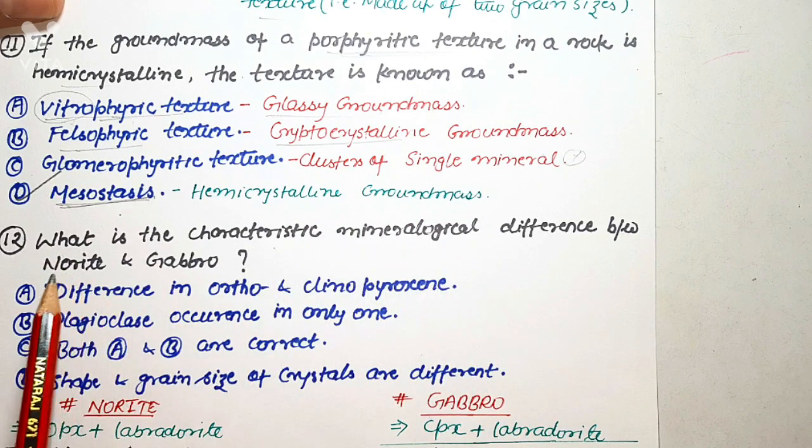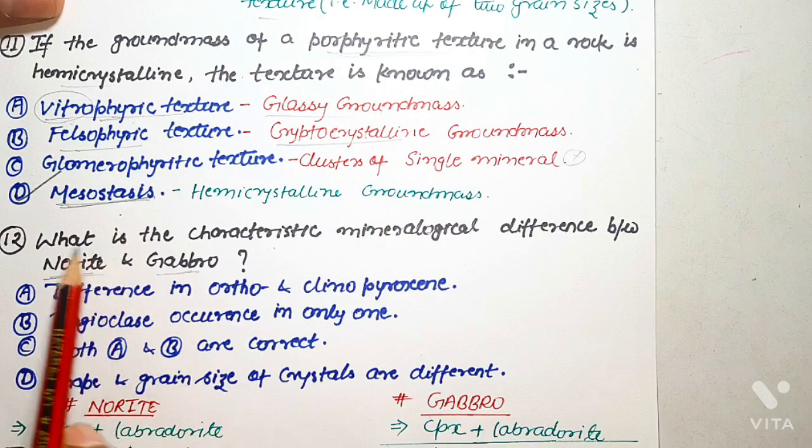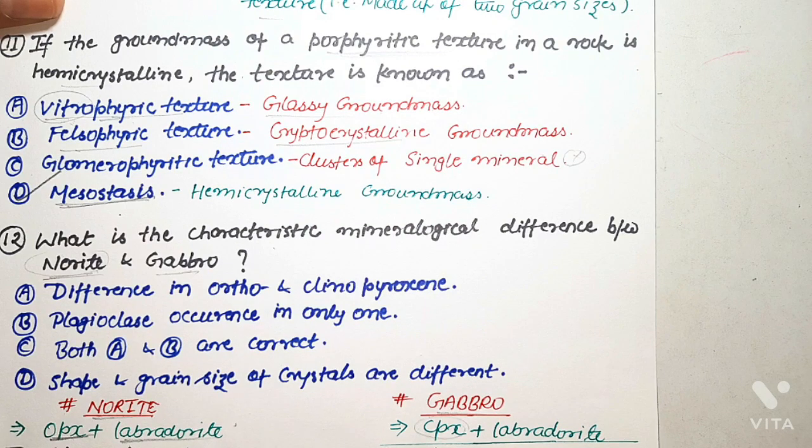To answer this question, you should know about norite and gabbro. Norite is also a gabbroic rock, but the main difference is that norite contains orthopyroxene greater than clinopyroxene, while gabbro contains clinopyroxene greater than orthopyroxene. You can say the composition of norite is considered as orthopyroxene plus labradorite, and labradorite is a plagioclase feldspar, as we all know, and gabbro contains clinopyroxene plus labradorite.